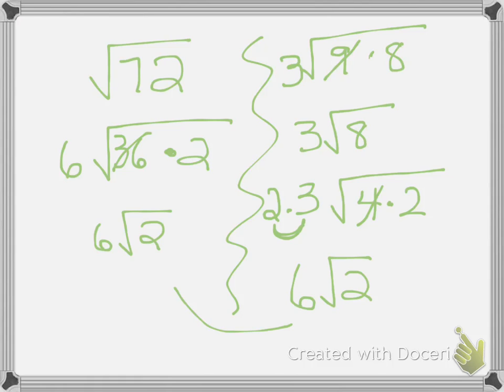Hey, look at that, we got the same answer, right? So there's more than one way to get there. Doesn't matter which way you choose, as long as the number under your radical is simplified completely, you're finished.